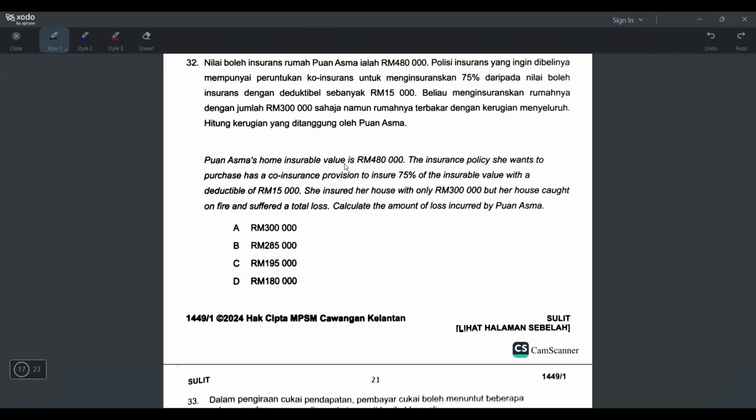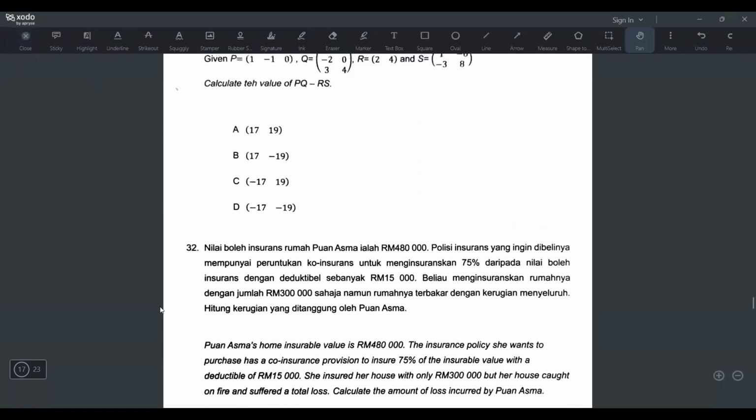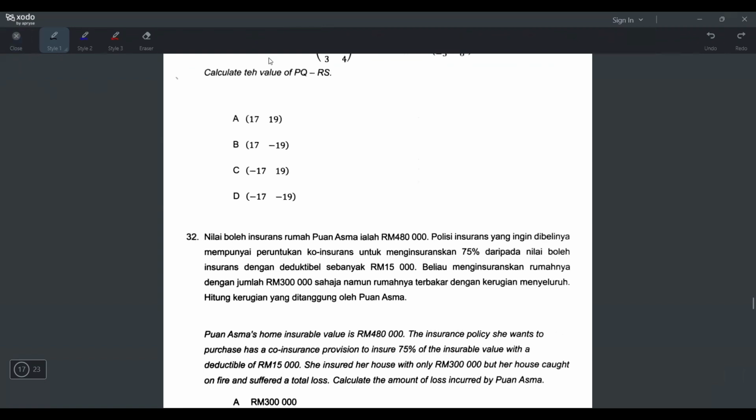I think this is a fire insurance question. So let's read. Okay, I don't want to read first. I give you my notes first for fire insurance. Okay, so fire insurance, I will write the notes here. When we are doing fire insurance questions, we will always use this formula first. The amount required. So always start with this formula when you are doing fire insurance. Take the insurable value times the co-insurance percentage. This is the formula you always use when you do fire insurance. Always start with this formula.